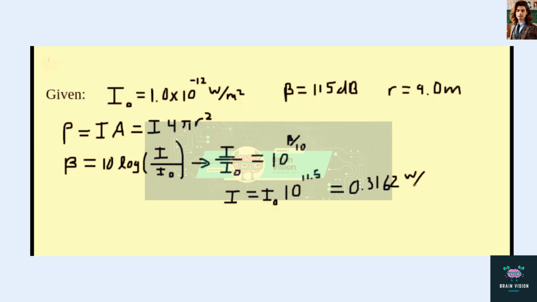So we can plug that into our relationship for power, which again, P is equal to I times 4 pi r squared. So we plug in 0.3162 for I, multiply that by 4 times pi r squared, r being 9.0 meters, and this is 322 watts. And box that in. It's our solution.